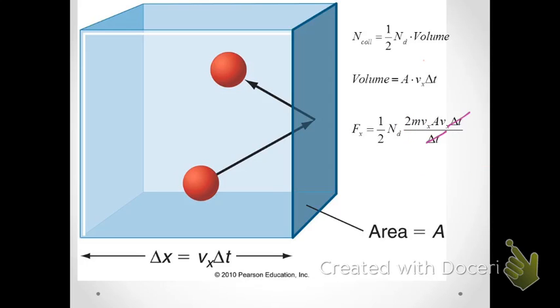Of course, looking at this expression, we can see that the delta t cancels out since it's in the numerator and the denominator. That's why we don't really need to specify an exact period of time, because it cancels out. We'll also, of course, note that the 2 cancels out here, and we're left with an overall expression for the force equal to this here, where we have the number density multiplied by m v sub x squared times the surface area of the wall.